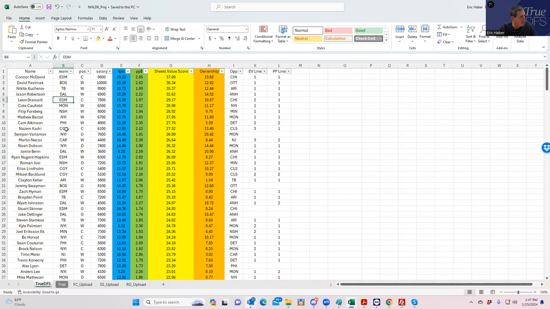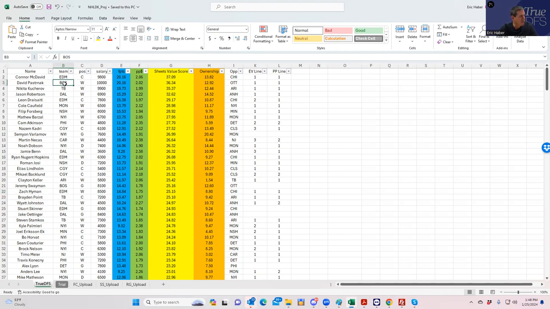McDavid, Draisaitl, but then a little bit of a drop down to Nugent-Hopkins. And the other thing you'll notice is that these guys are both very expensive. So to get to McDavid and Draisaitl, you are going to need to find some value to make that work. Then I see Hyman here at 8,500. So this is going to be a very expensive stack, so don't be surprised if it's very difficult to get to.